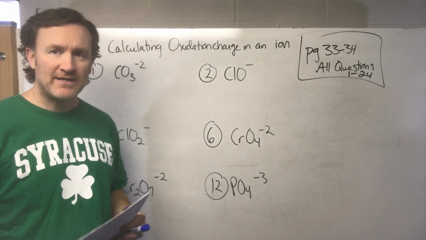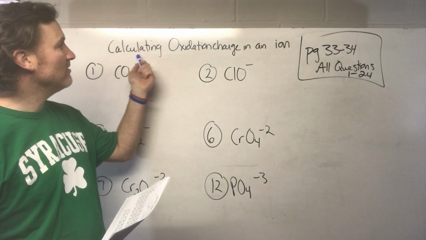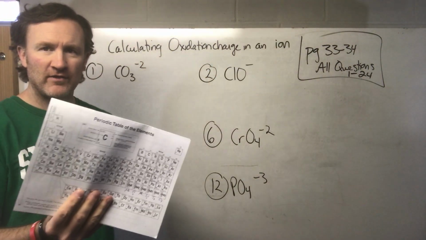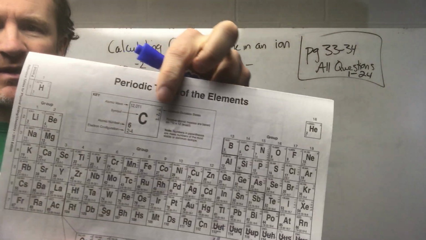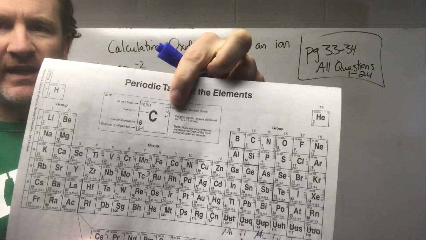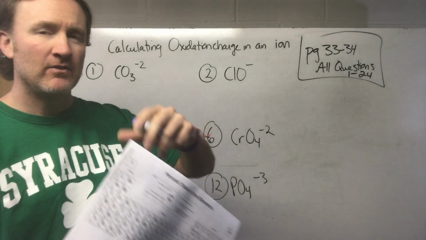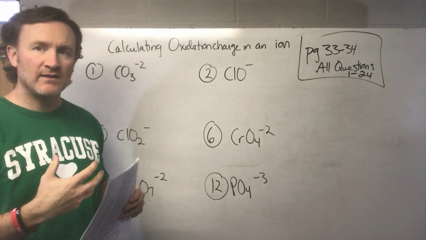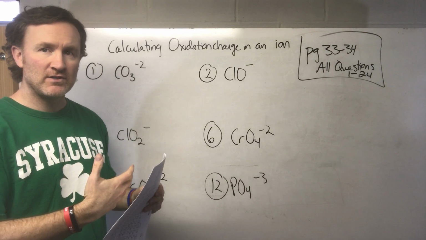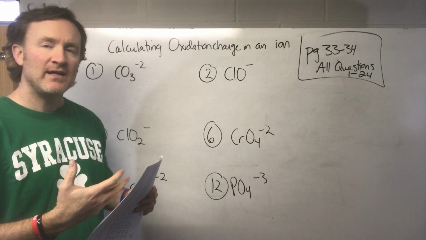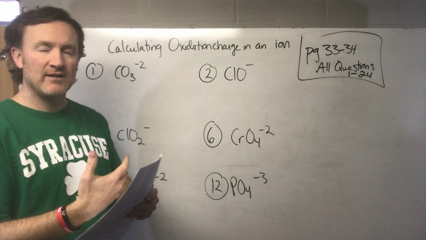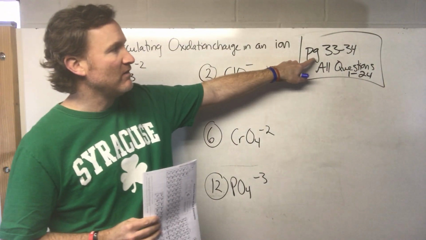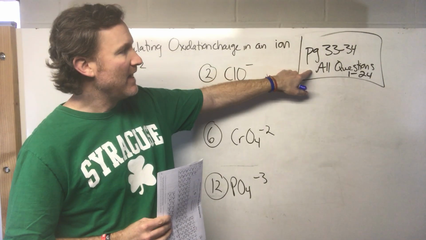All right, welcome back. Our next assignment here, we are going to calculate oxidation charge in an ion. Now, what we're looking at in your reference tables, we're looking at the numbers in the top right of any box. Those are the oxidation numbers. And again, those relate to losing and gaining electrons. And remember, if you are gaining electrons, you're going to have more negative charges than you do protons, so you're going to become negative. If you're losing electrons, now I have more protons than I originally did, so I'm going to become more positive. So on pages 33 and 34 in the yellow booklet, that's what we're looking at.